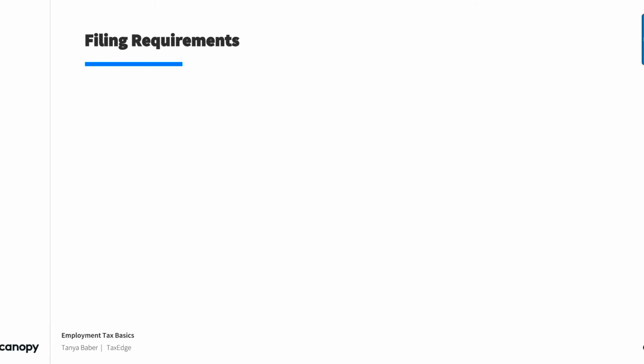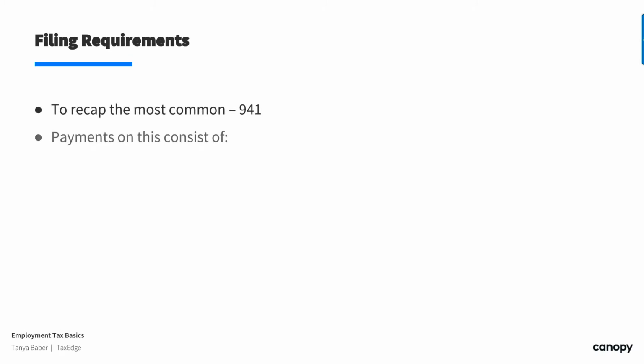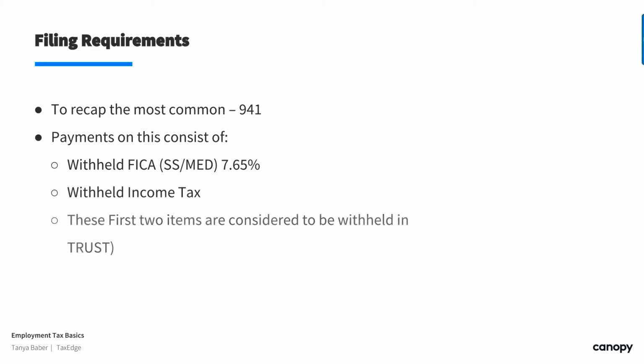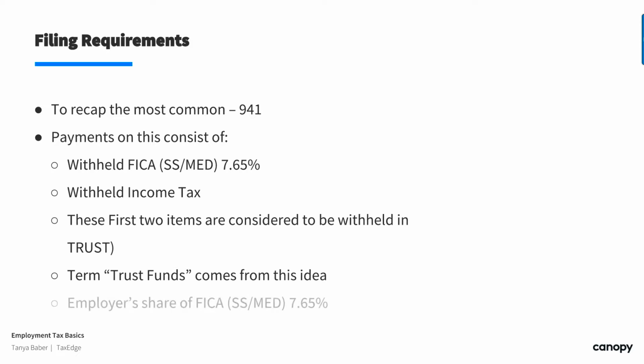If we look at payments on that, well, that is the FICA withheld, Social Security and Medicare taken out of the employee's check. It's the income tax withheld. Now those first two items, because they're taken out of employees' checks, I'm going to recap again, are called trust funds. Withheld in trust, you're going to see that term a lot. That's where the idea comes from: you're supposed to set it aside, you're acting as the government's collector, and you're not supposed to spend it. Then you add in the employer's share of the FICA, Social Security and Medicare. That is not a trust fund. It's a portion they still owe, but it's not a trust fund.